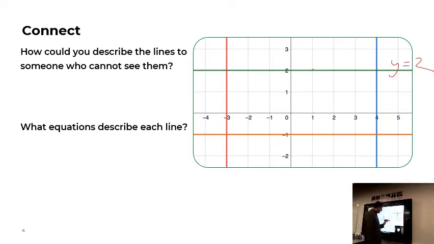Here if we looked at the orange line, we can see that the y value is equal to -1. Okay, let's look at the vertical lines. Any point on these vertical lines, the y value is different, but the x value is always -3. And for the blue line, the y value is different. Y value can be any value, but the x value is 4.